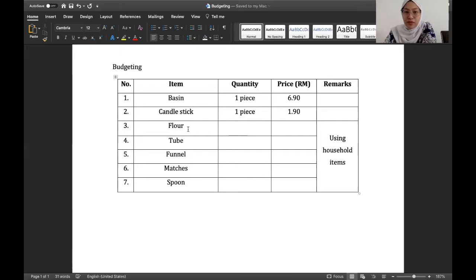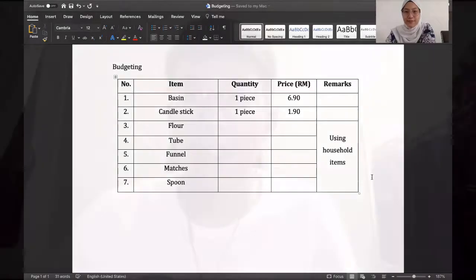So far, for the flour, tube, funnel, matches and spoon, we just use household items. As simple as that, our budget is not big. So this is such an easy experiment to conduct even though we are at home. Thank you.